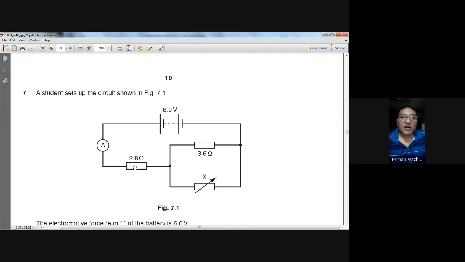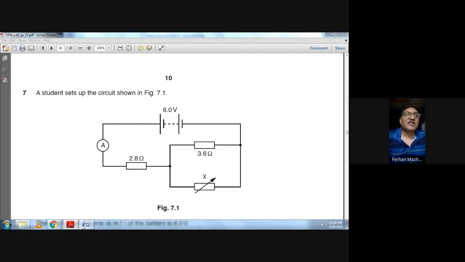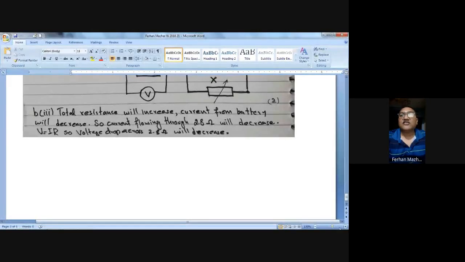So when a smaller amount of current flows through this 2.8 ohm resistor, the voltage drop across this 2.8 ohm resistor is equal to the product of the current and the resistance. Its resistance is still 2.8, but the amount of current has decreased. So the product of I and R will decrease, so the voltage drop will decrease across the 2.8 ohm resistor. I have written this answer also. Let me read that answer to you.